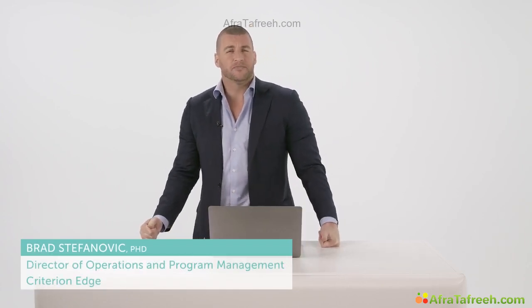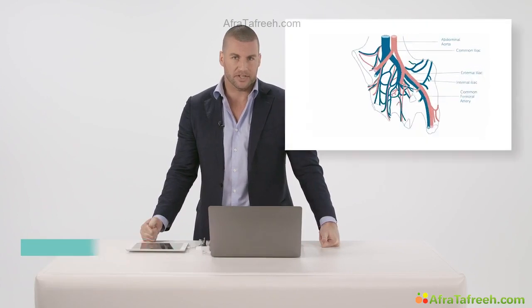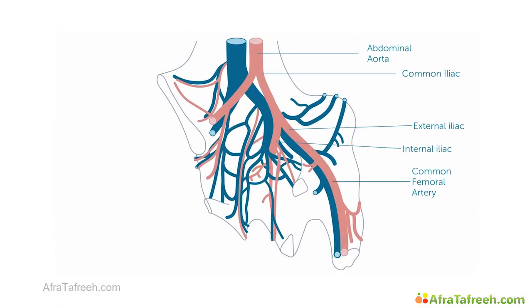Hello, I'm Brad Stevanovic. Let us review the anatomy of the lower extremity arterial system. We will start with the main artery of the lower limb, the femoral artery.